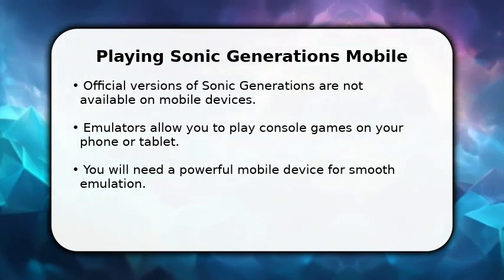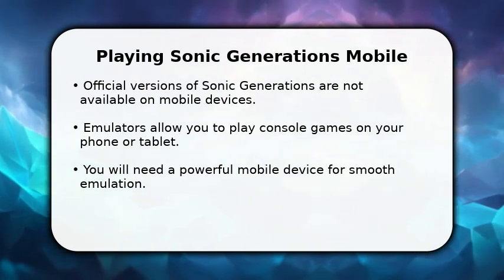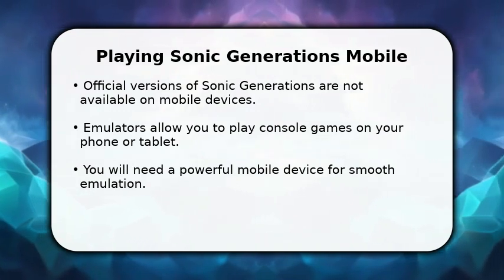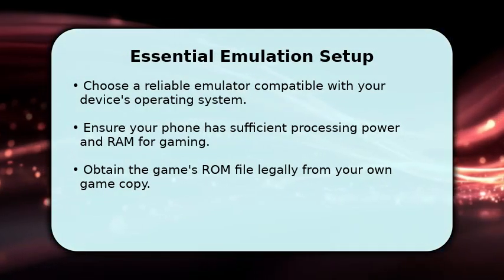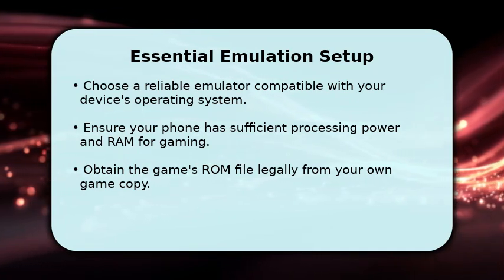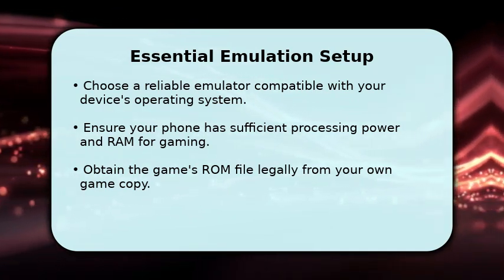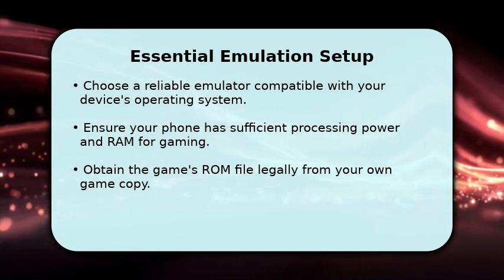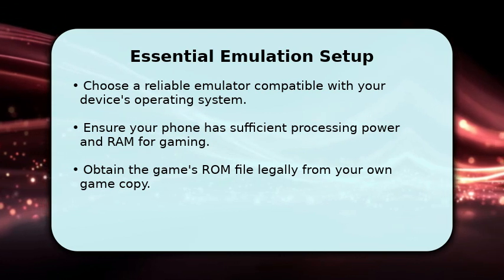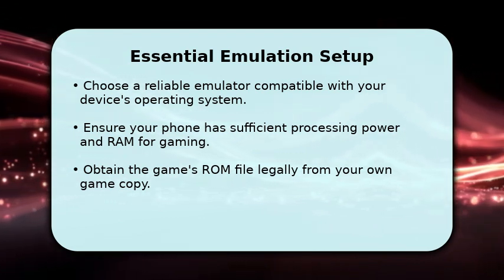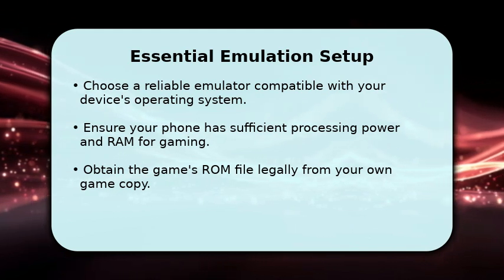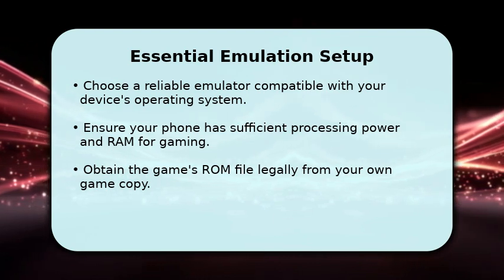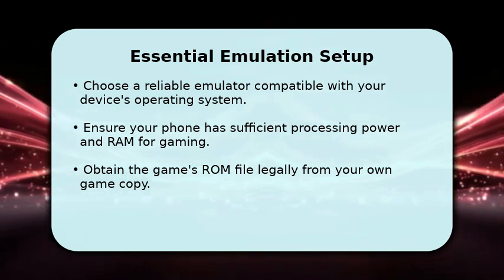We'll cover the necessary steps and considerations to get you started, ensuring you have the best possible experience playing Sonic Generations on the go. To begin, you'll need to select a suitable emulator. There are several options available, depending on whether you're using an Android or iOS device. Next, check your device's specifications. A modern smartphone with at least 6 GB of RAM and a fast processor will provide the best performance. Finally, you must legally acquire the game's ROM file, ideally from a copy you already own, to avoid copyright issues.